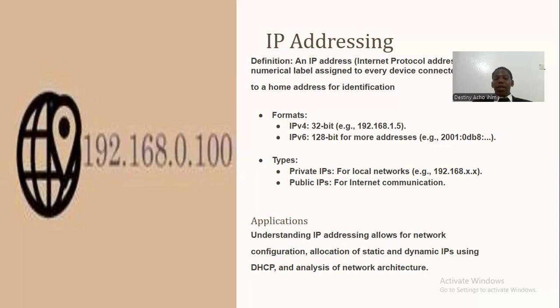Class A is used for large networks and it can contain the most amount of devices, over 60 million. Class B is for medium sized networks, and class C is used for small networks. Class D is used for multicasting, and class E is experimental.